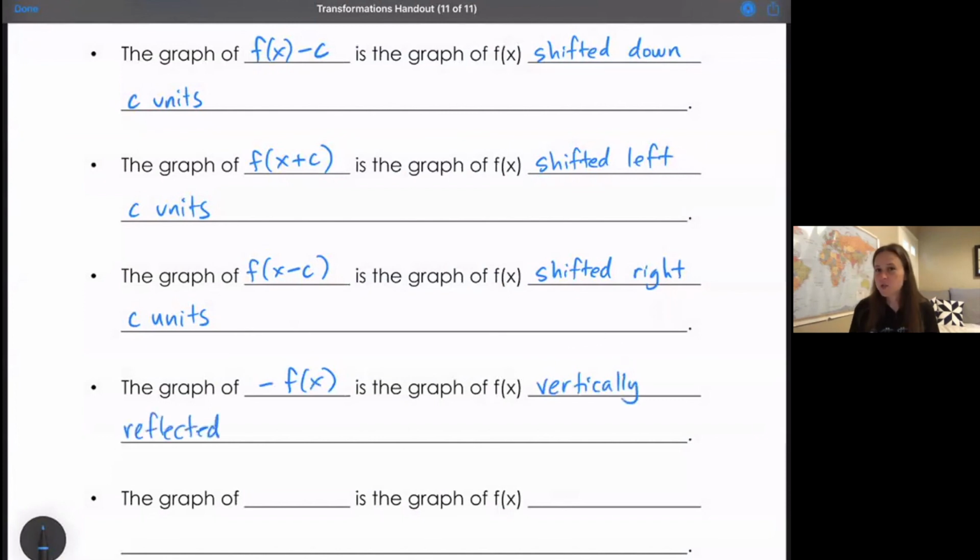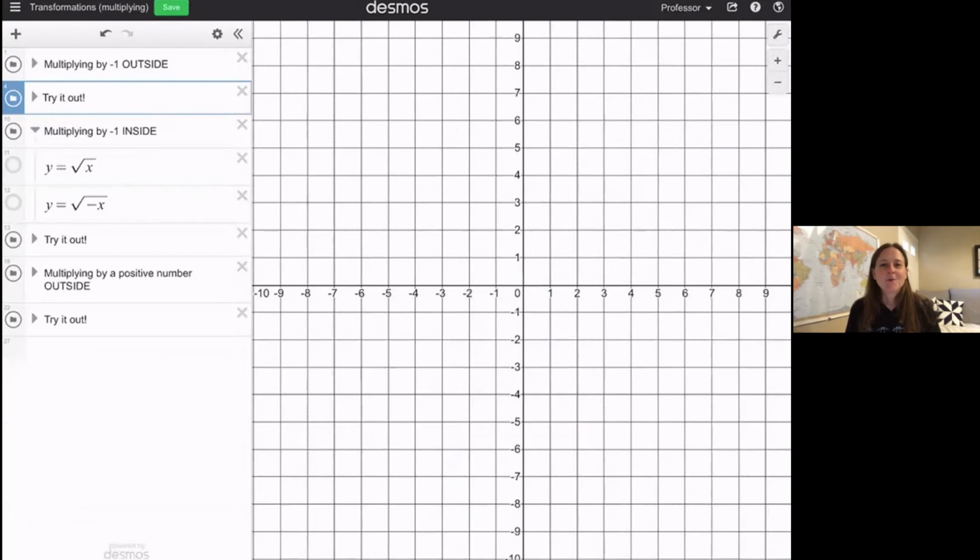So that's one way to describe it. You could also use the word flipped, or we could say it was flipped over the x-axis. Whichever way makes more sense to you, so you can remember it that way, then use either terminology. It's fine by me. Next up, we're going to multiply by -1 on the inside of a function.